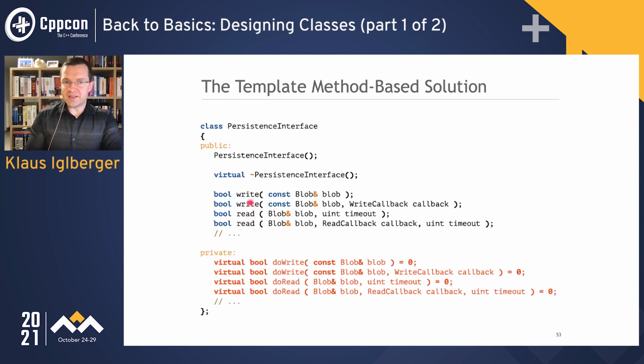Write and read in this example are suddenly non-virtual, but now have virtual counterparts in the private section. So the first write function has a do-write counterpart, which is a private, pure virtual function. Of course, the second write has the according counterpart, and so do the two read functions. All of these functions suddenly have a virtual counterpart. By that, I have now separated concerns.